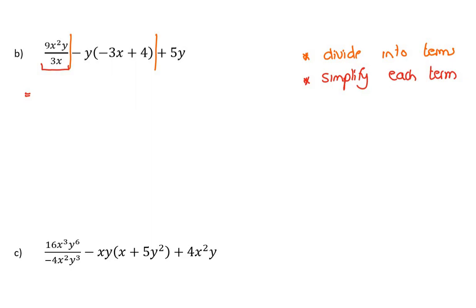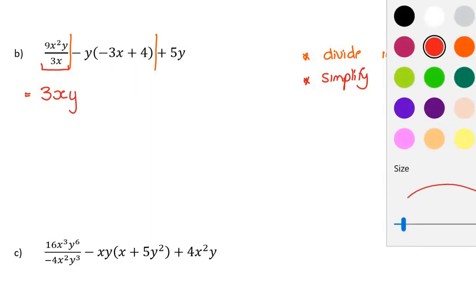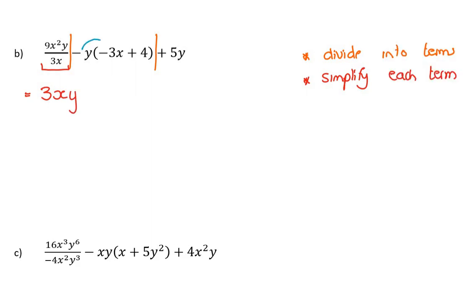simplify. 9 divided by 3 is 3. 2 x's on the top and 1 at the bottom leaves me 1 at the top, and there's a y at the top. So that's my first term simplified. My second term is a case of distribution. So minus times a minus is a plus. Numbers is 3, letters is x times y. Remember, we prefer to write alphabetical. Then a minus times a plus is a minus 4y. And my last term, there was nothing to simplify with it, so it's plus 5y.